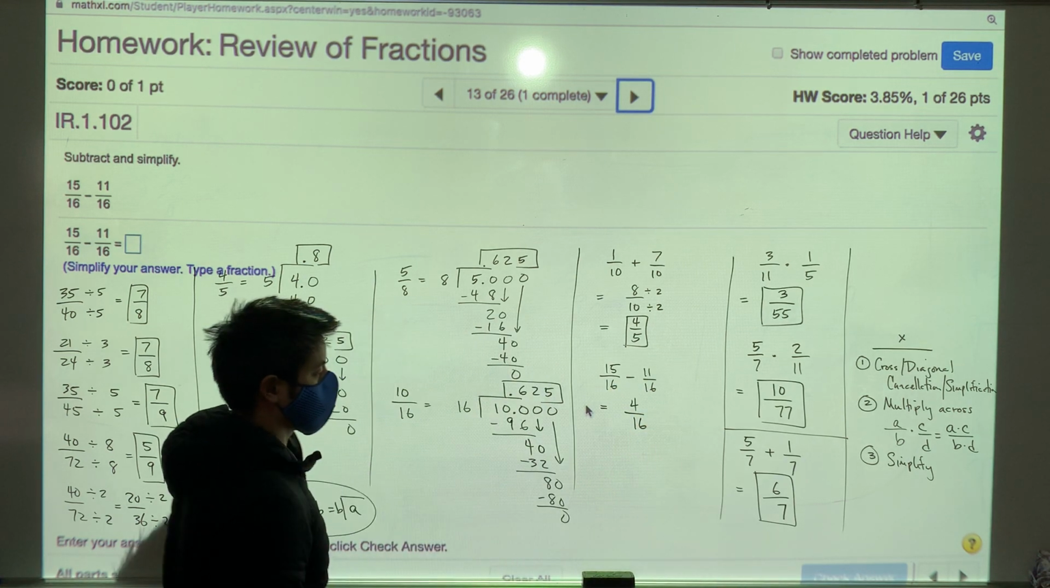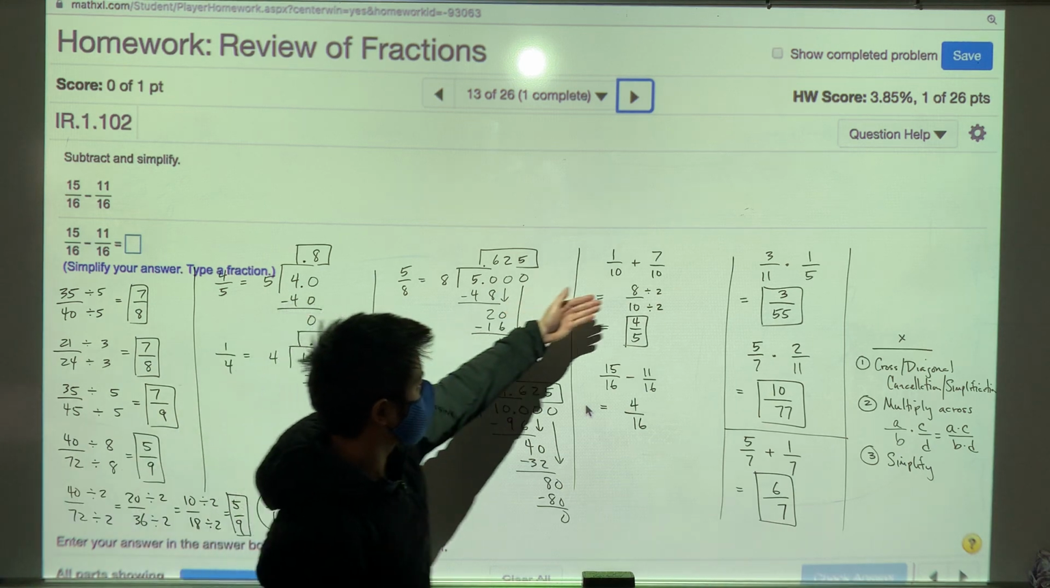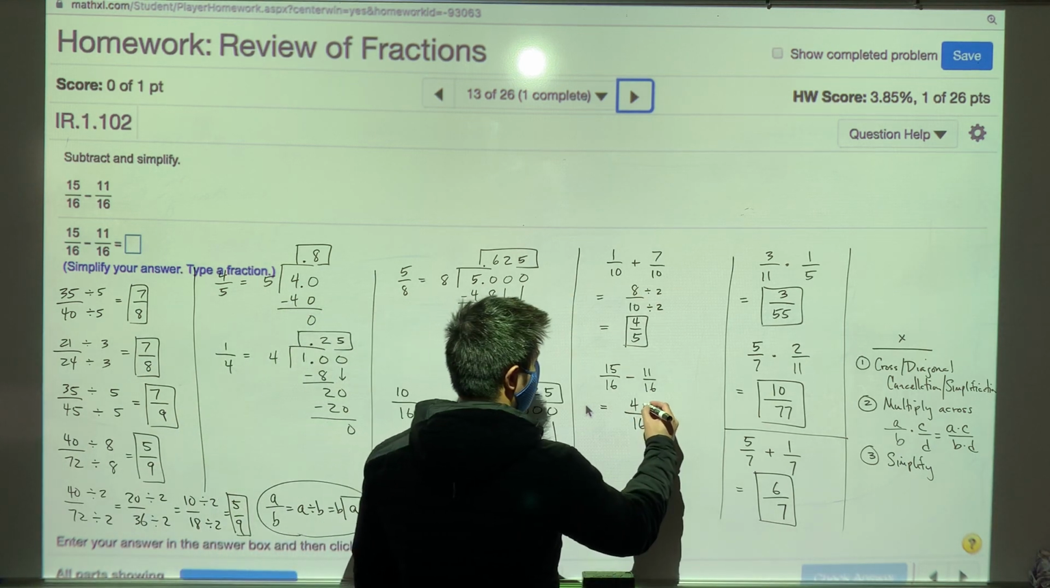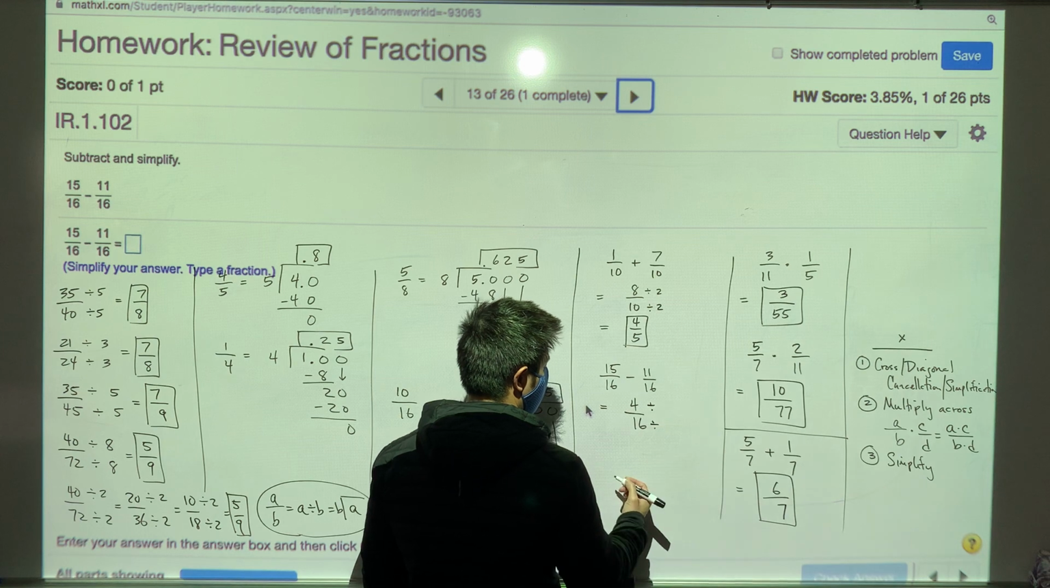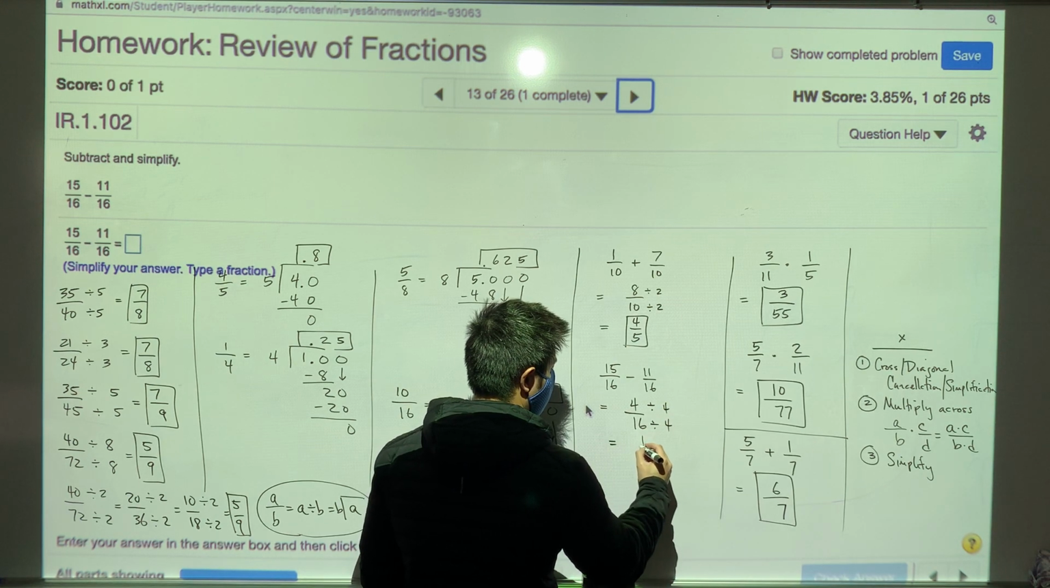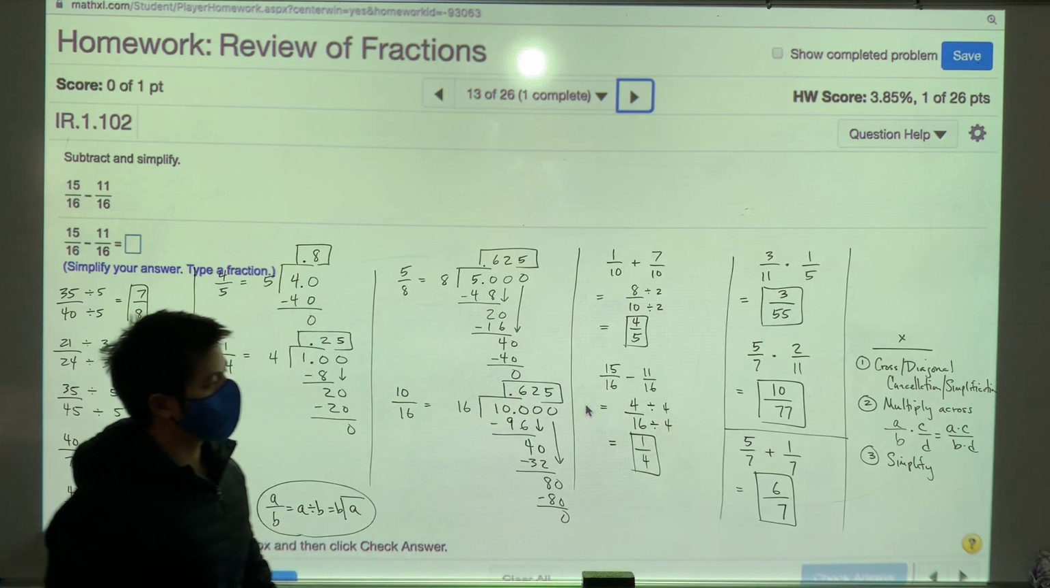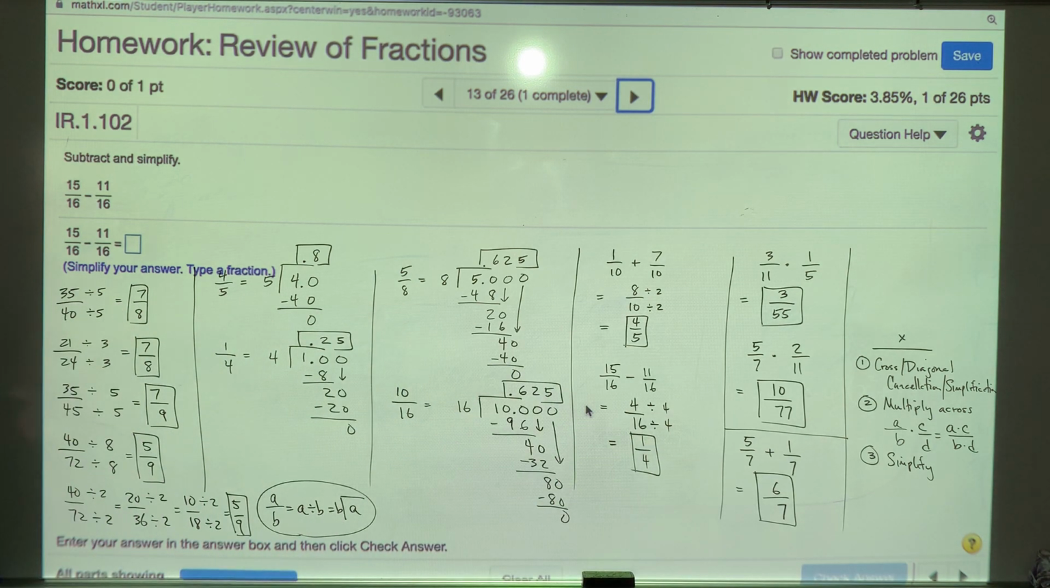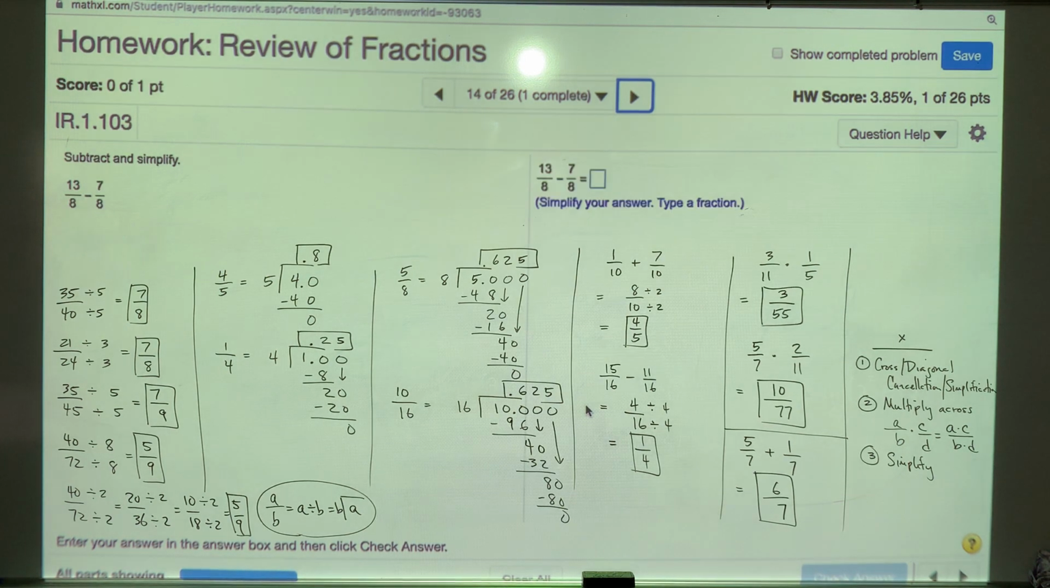Then, like we said, if you can reduce, do it. Divide by greatest common factor, 4. And so my answer would be 1 over 4 for this problem. I hope that seeing addition and subtraction side by side with multiplication helps you see the difference between how each of those problems is taken care of.